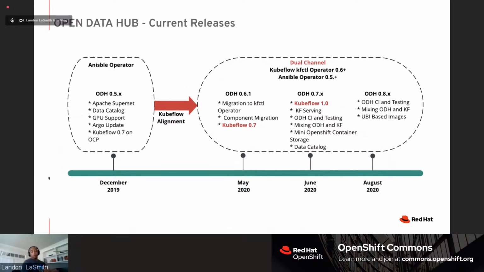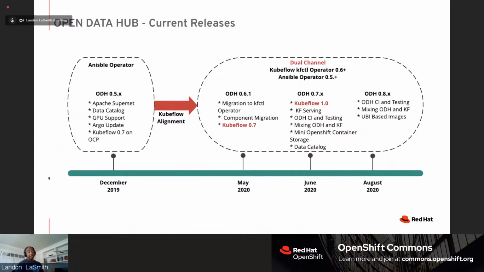So the current release is 0.7. You can see a few of the components we have released. So we have full support for Kubeflow version 1.0. You can deploy that with our operator on OpenShift. KF serving support with our operator. And I think this might be mixed in. We can use this with OpenDataHub.